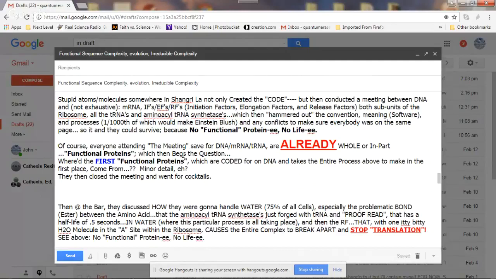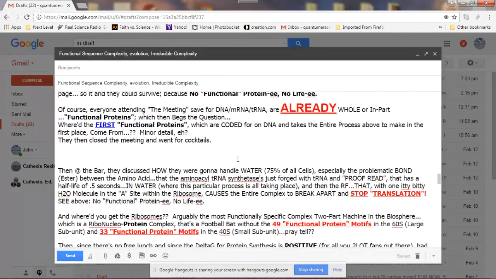So it and they could survive, because no functional proteiny, no lifey. Of course, everyone attending the meeting, save for DNA, messenger RNA, and transfer RNA, are already in whole or in part functional proteins. That begs the question, where'd the first functional proteins, which are coded for on DNA and takes the entire process above to make, in the first place, come from? Where'd they come from? That's a minor detail, right? Then they closed the meeting and went for cocktails.